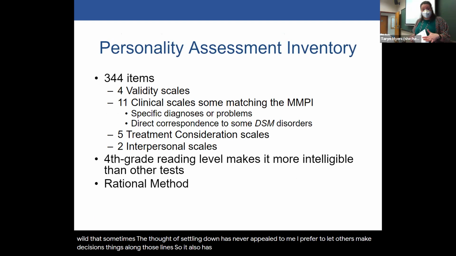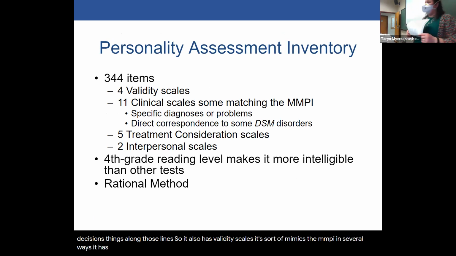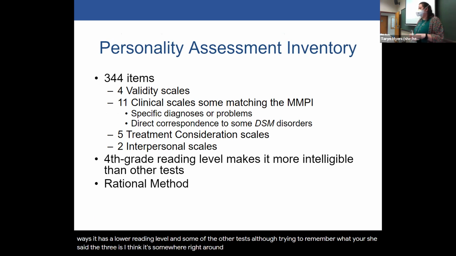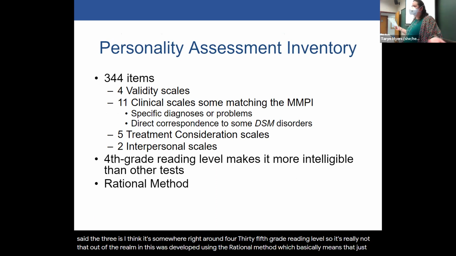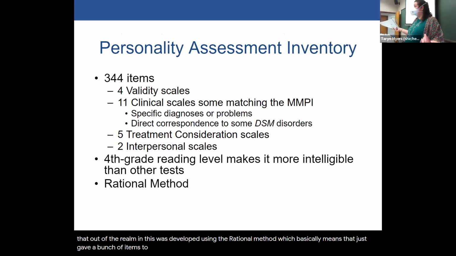So it also has validity scales. It mimics the MMPI in several ways. It has a lower reading level than some of the other tests, although I'm trying to remember what Yossi said the 3 is. I think it's somewhere right around 4th or 5th grade reading level. So it's really not that out of the realm. And this was developed using the rational method, which basically means they just gave a bunch of items to professionals and they were like, which do you think measures what?